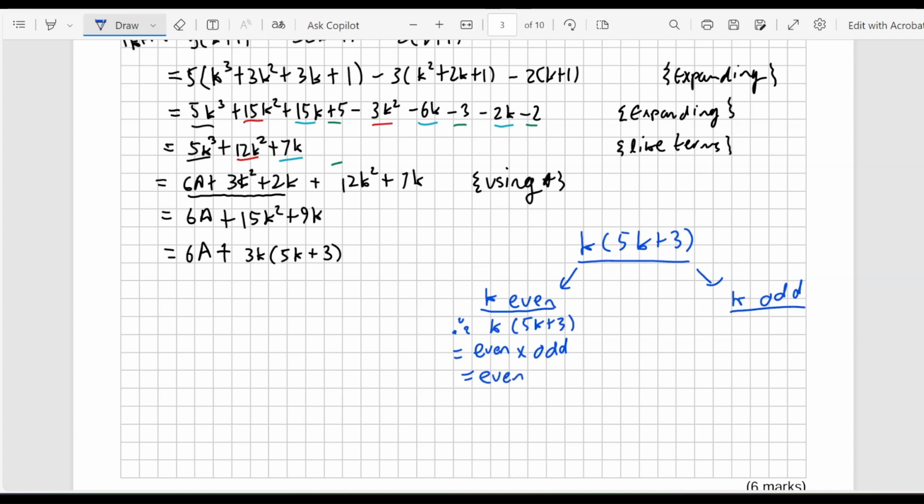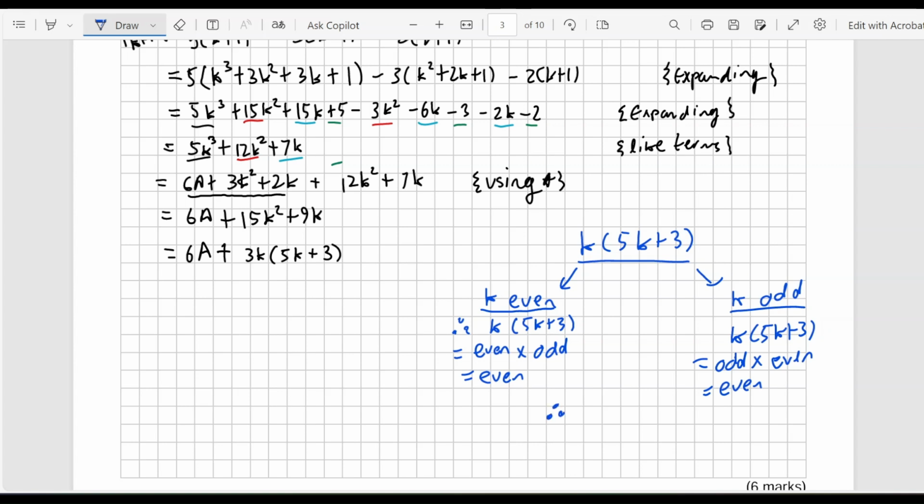And if k is odd, k lots of 5k plus 3 is going to be an odd times. Now this will be even at the end, because 5k plus 3, so 5k would give you the odd number, and 3 is an odd number, so you get odd plus odd in there, which is even. So it's even. So no matter what way you do it, you get an even result.